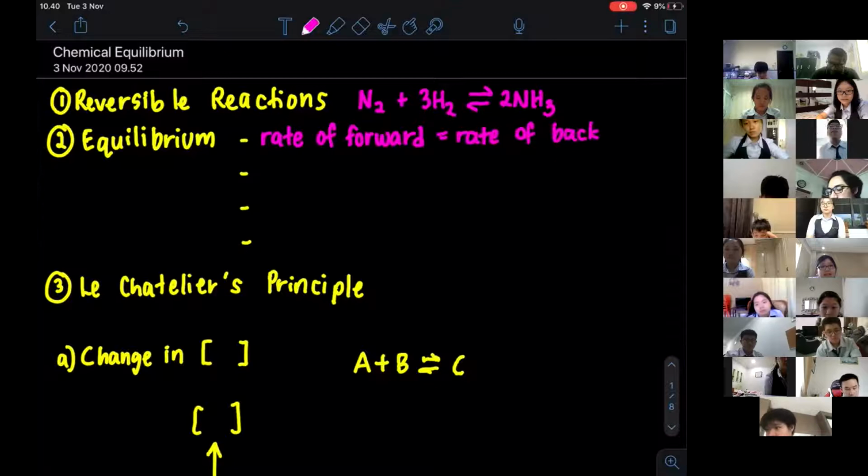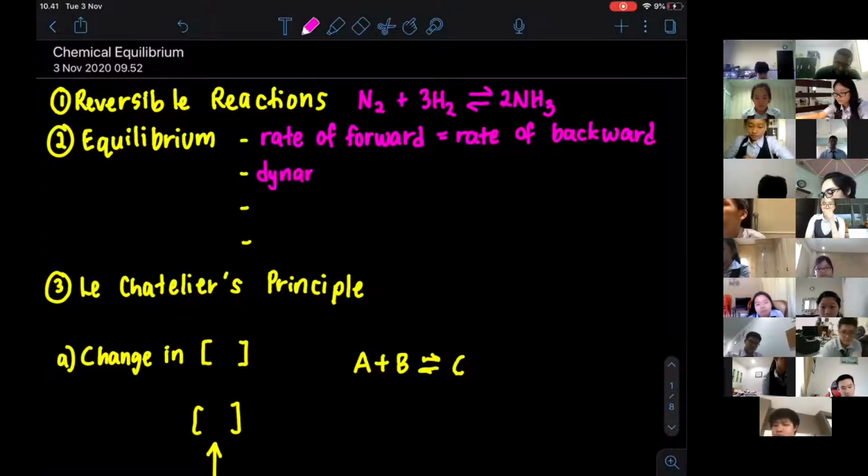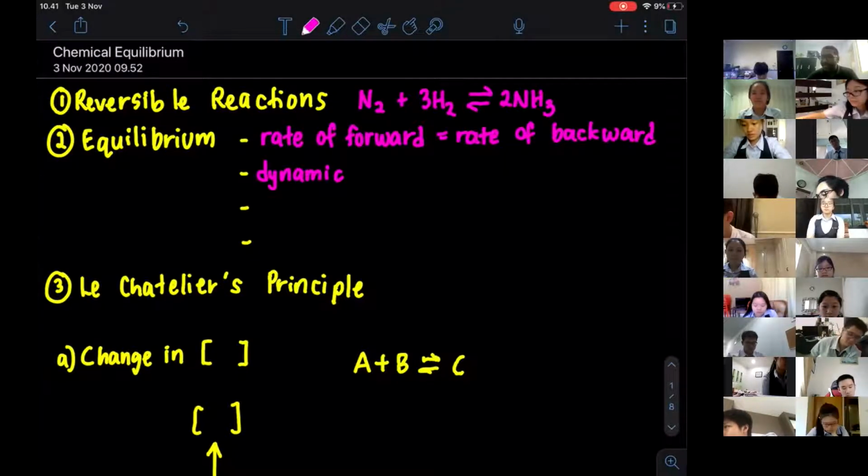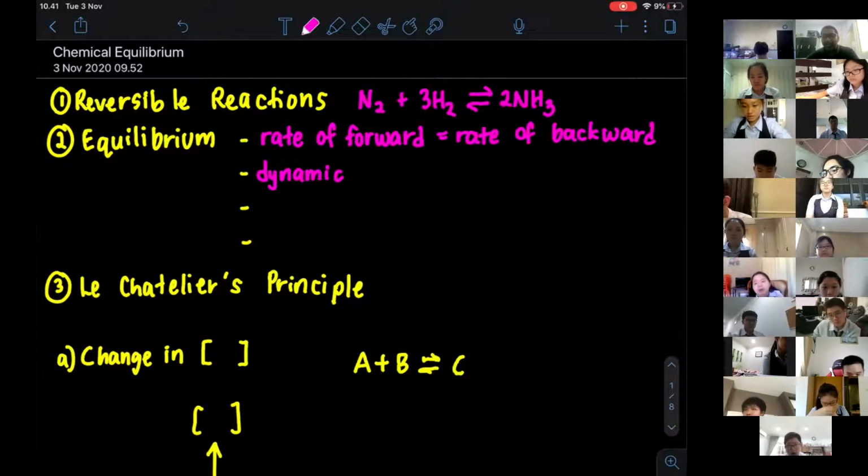And what else, Davis? Dynamic. Okay, the reaction must be dynamic. Can you explain to us what is meant by dynamic? Dynamic means the reaction continuously happens. The reaction doesn't stop. So it means the conversion of nitrogen and hydrogen to become ammonia, and the conversion of ammonia to become hydrogen and nitrogen, is happening continuously.